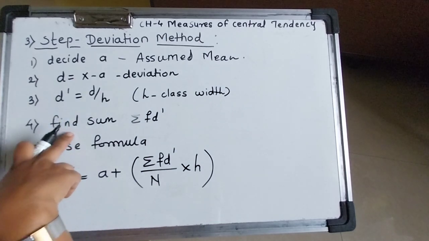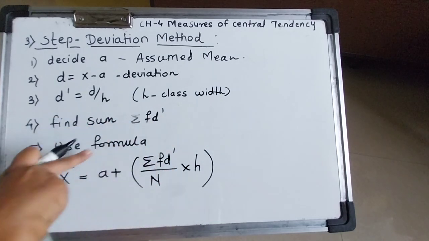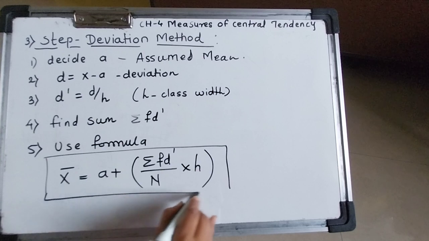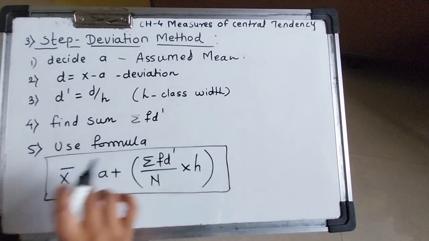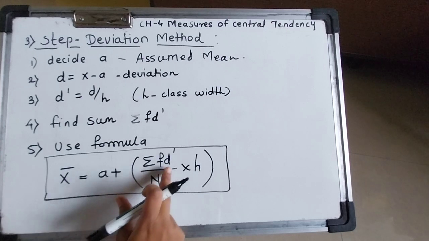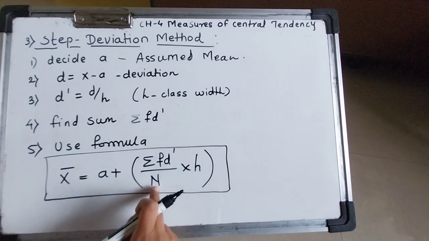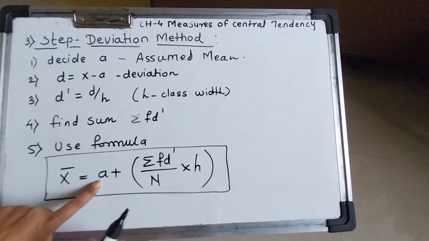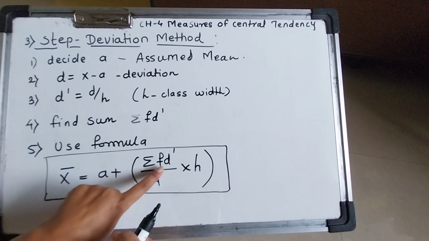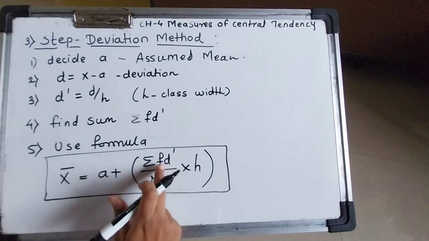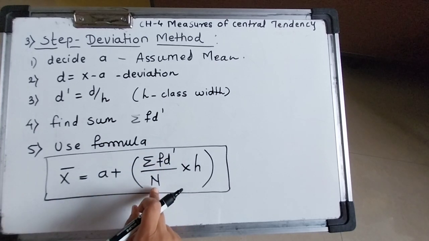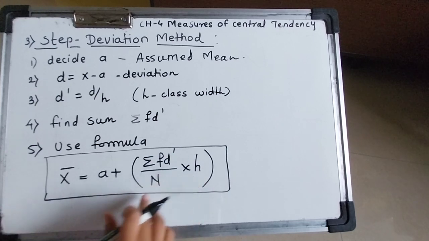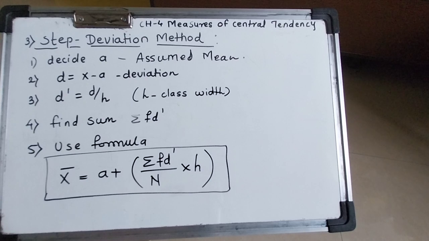Find D dash, then find summation f d dash and use the formula. This is the boxed formula, the important one: x bar equals A plus summation f d dash upon capital N, into H. Here x bar is the mean, A is the assumed mean, summation f d dash comes from the distribution table, capital N is the total of frequency, and H is the class width. Put all values in the formula and find x bar. We'll go through one example.